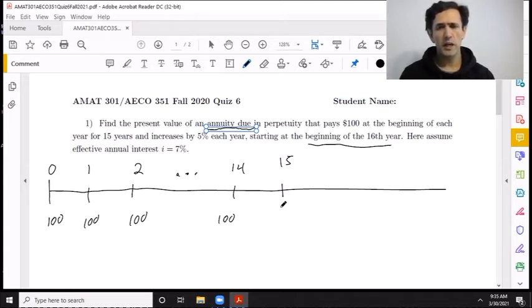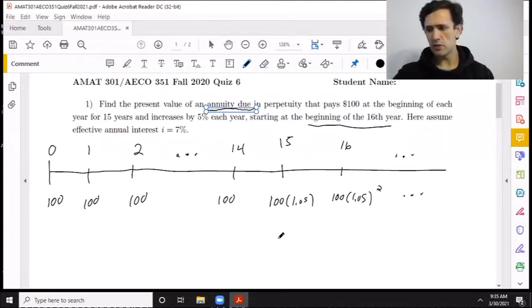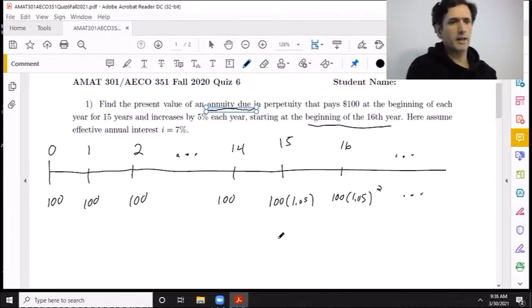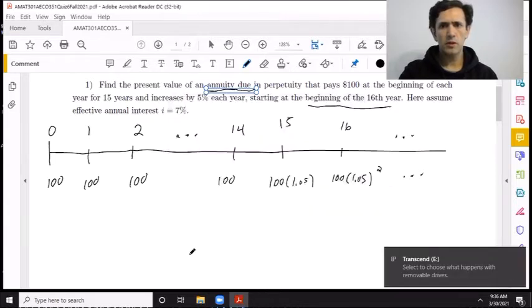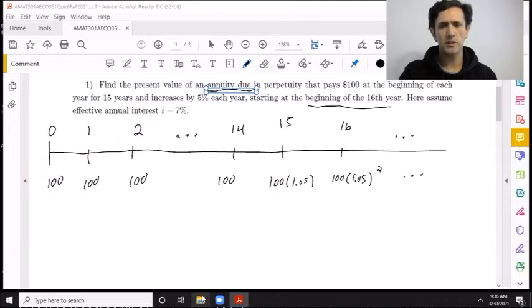And then we have 100 times 1.05, 100 times 1.05 squared, etc., etc. Okay, so let's break this up into two annuities. And there are two different ways you can do this. I will do this both ways.